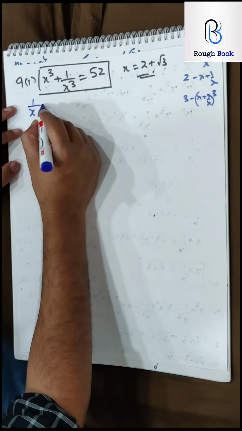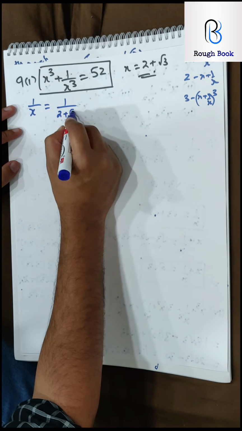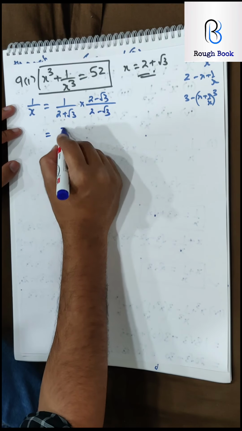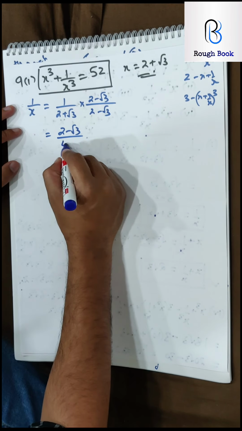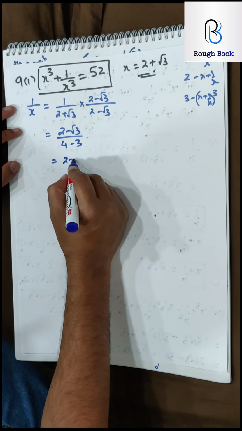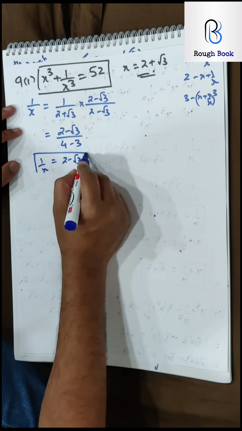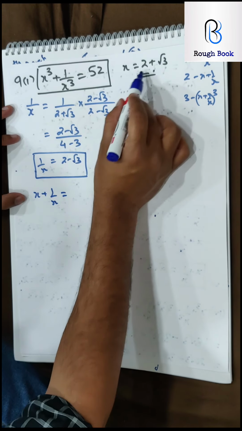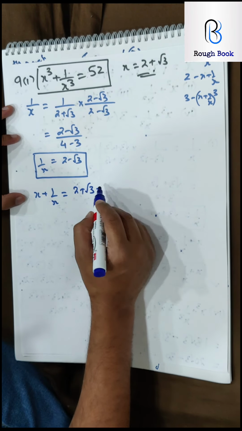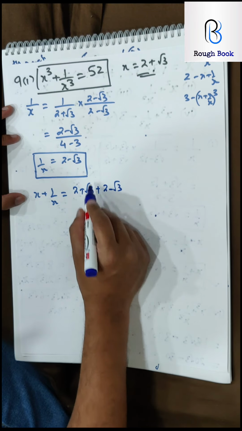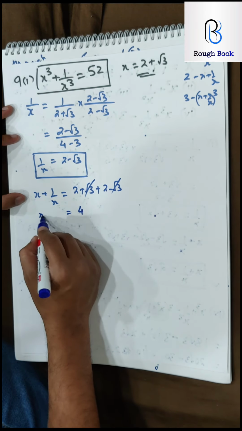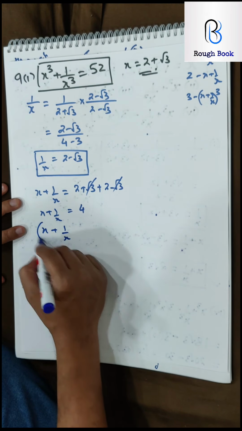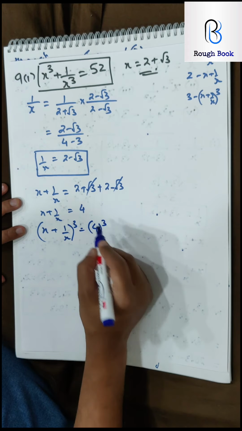So I'm just doing 1 by x, 1 by 2 plus root 3. Rationalize. So I will get 2 minus root 3 upon 4 minus 3. So I will get 2 minus root 3 as 1 by x. So I got the first part. x plus 1 by x. So x is 2 plus root 3 plus 1 by x, 2 minus root 3. Getting cancelled. So I get x plus 1 by x as 4. And now we shall cube it. So x plus 1 by x the whole cube, 4 cube.